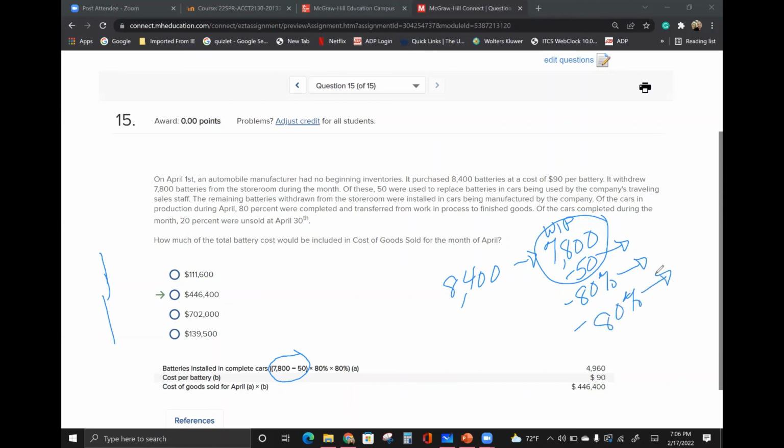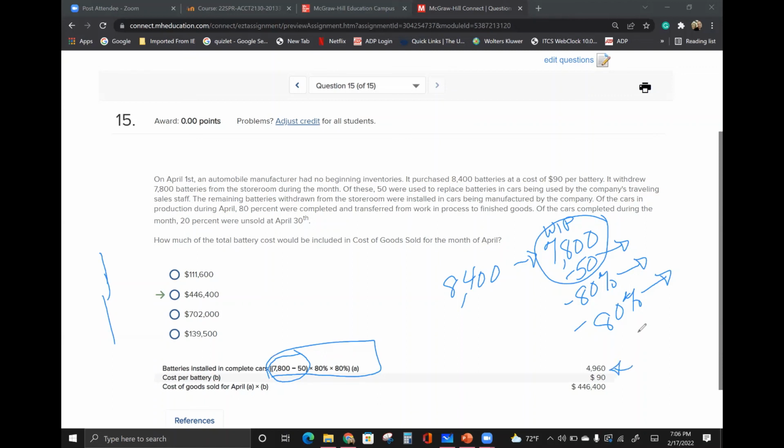Okay, so here's the calculation right here. We have the 7,800 minus the 50 units. Then we're going to multiply that by the 80%, then multiply that by the 80% again. And it comes up with this 4,960.